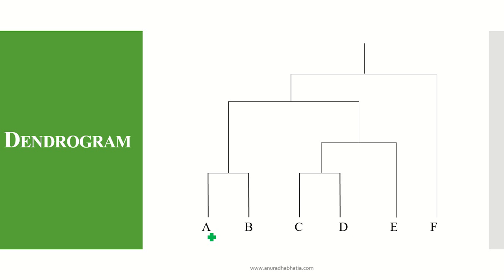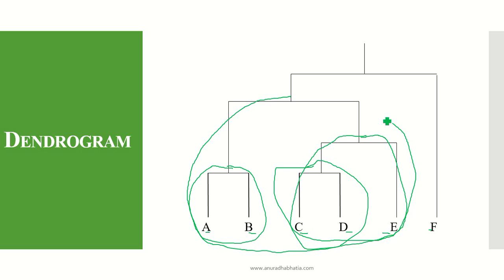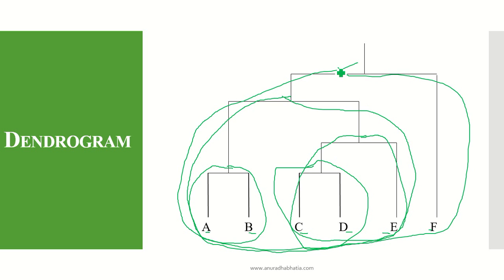So what you will see here, A, B, C, D, E and F are the leaf nodes, and when they club together, they form a cluster. So AB forms one cluster, CD forms another cluster, C, D and E, when I join them together, they form the third cluster. A, B, C, D, E, when I join them together, they form another cluster. And lastly, A, B, C, D, E, F, they all are joined together into one bigger cluster. So this is the end result or the answer to our problem.